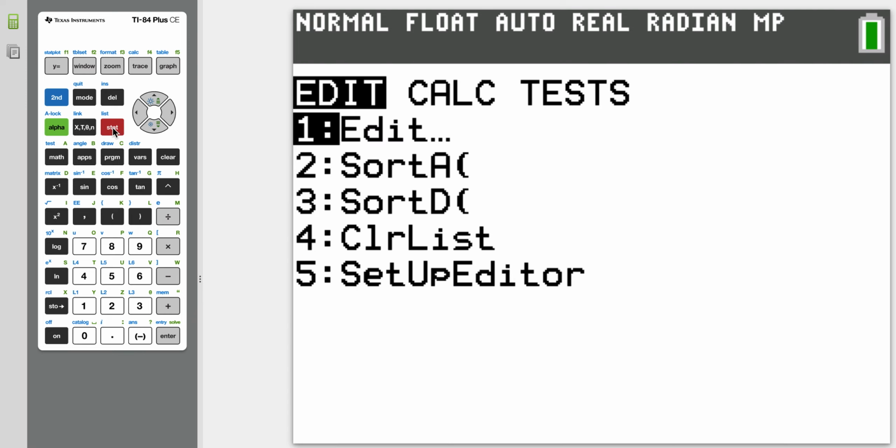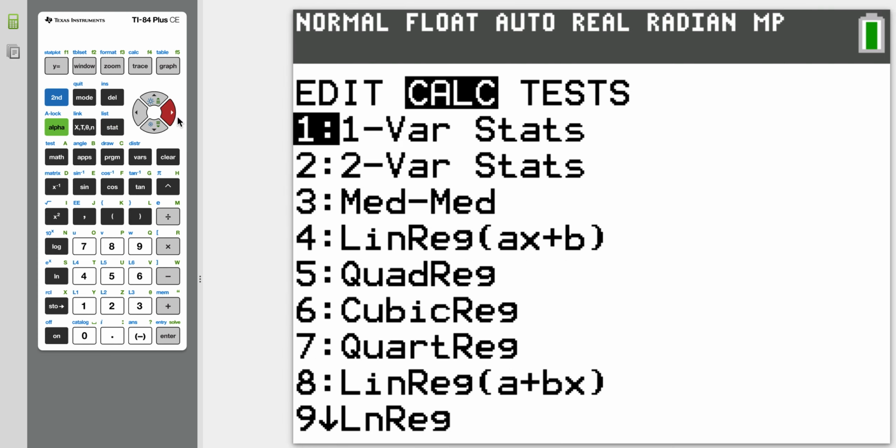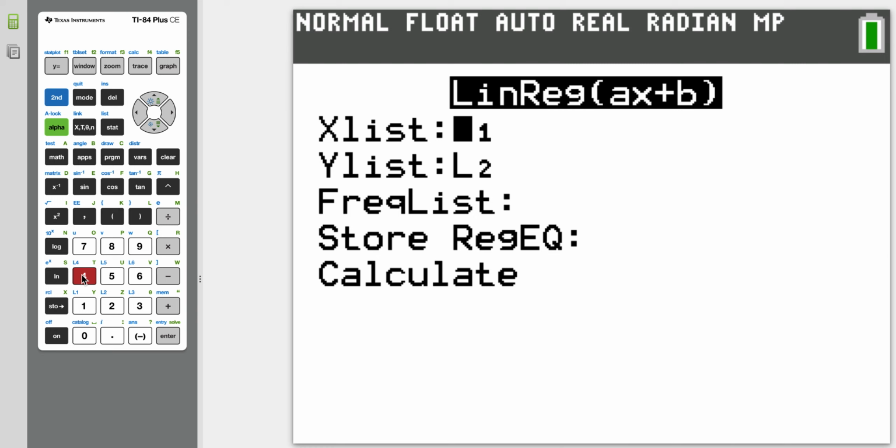So I want to hit stat. I don't want to edit the list anymore. I don't want to sort it. I want to do a calculation. So I want to go over to calc. And then for us, I want to run a linear regression, which means I want to find the line of best fit. That's number 4. So I can hit 4.